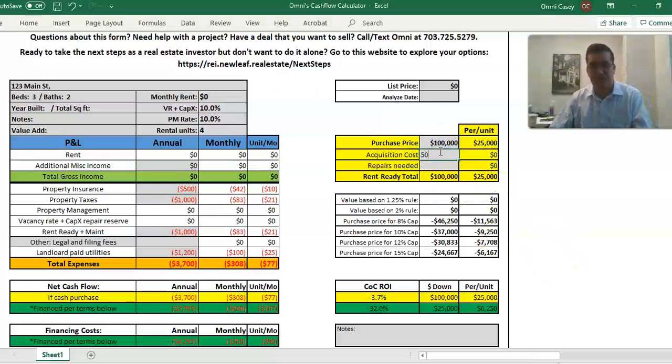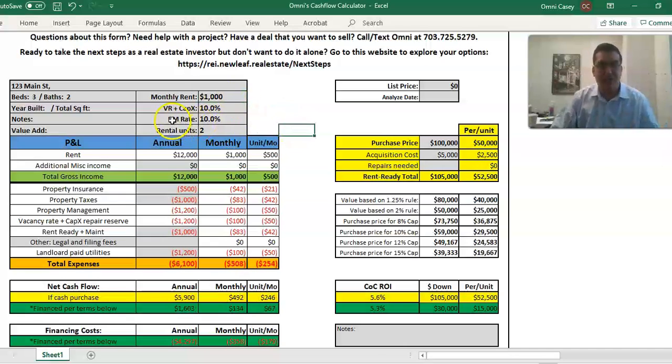Let's say it's going to be $5,000 closing cost there, and it's turnkey. And let's say it's a small little duplex. So 123 Main Street, rents for, we already figured that out, $1,000 a month, which means 2 units are renting for $500 a month each.